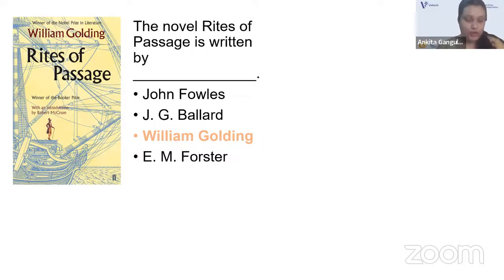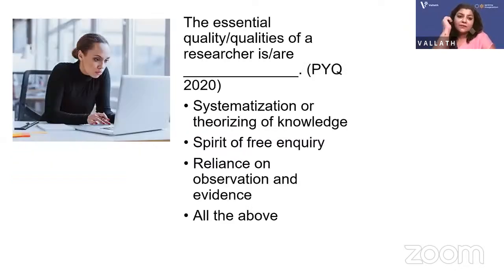It was the first novel in what became his To the Ends of the Earth trilogy, which consisted of two other novels: Close Quarters and Fire Down Below. Sorry, that is the name of the trilogy. And William Golding also won the Nobel Prize in 1983. Right. Okay. Next, please.